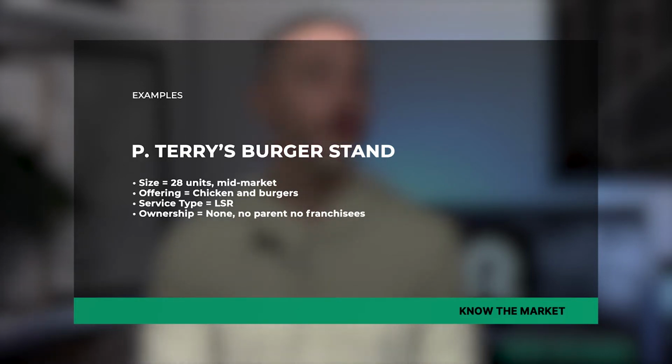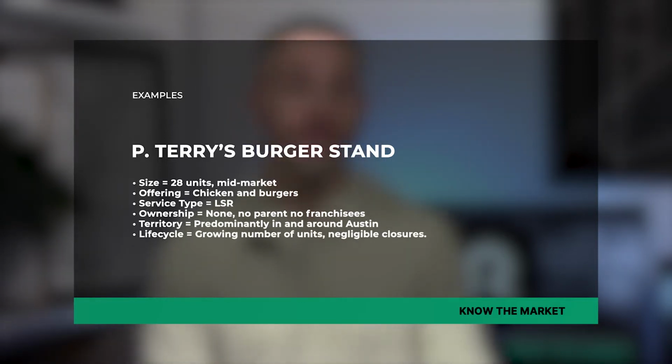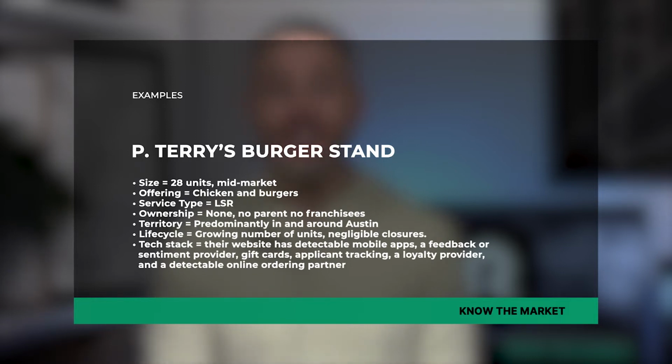Ownership, none. No parents, no franchisees. Territory, predominantly in and around Austin. Life cycle, growing number of units, negligible closures, an emerging brand, you could say. Tech stack, their website has detectable mobile apps, a feedback or sentiment provider, gift cards, applicant tracking, a loyalty provider, and a detectable online ordering partner.